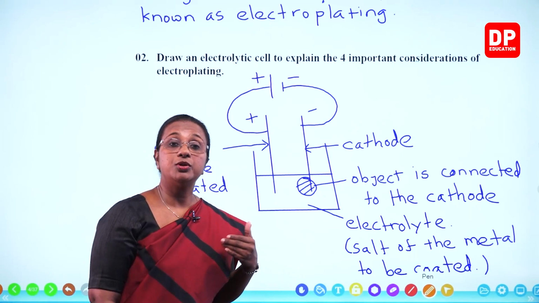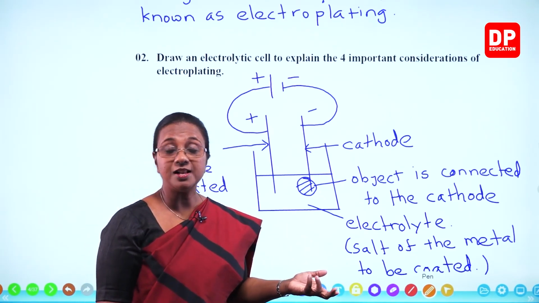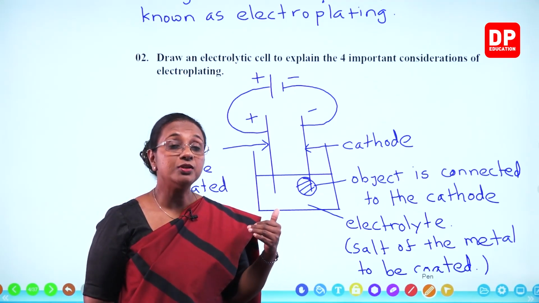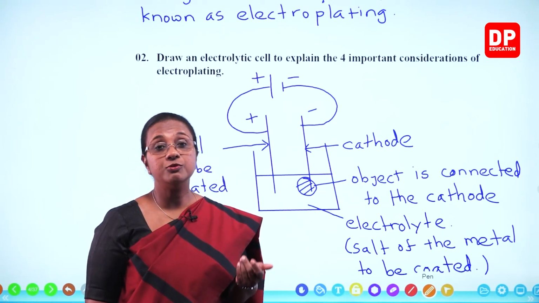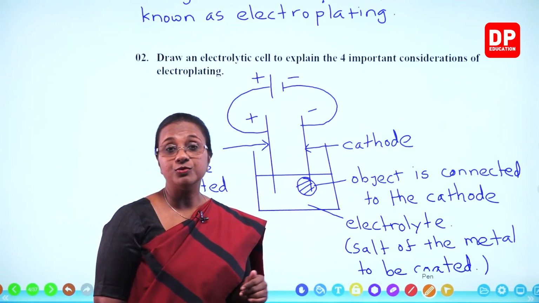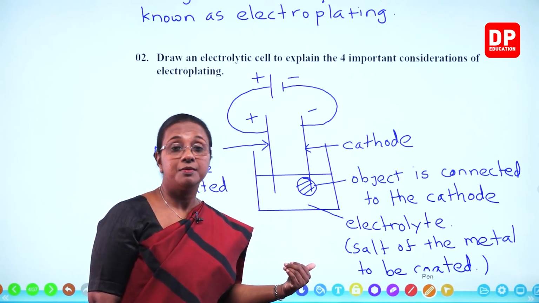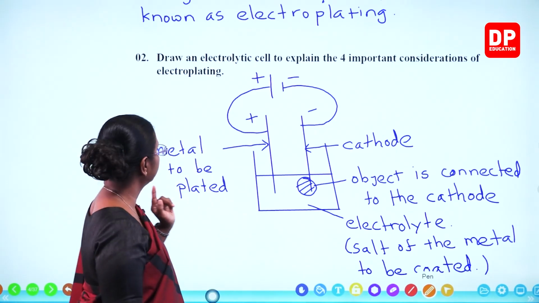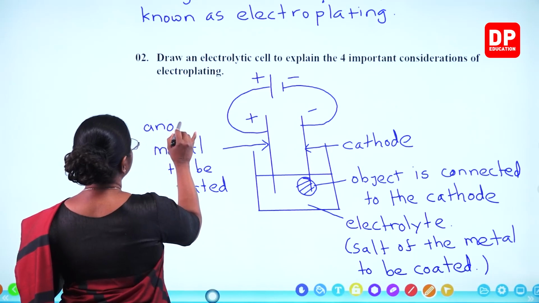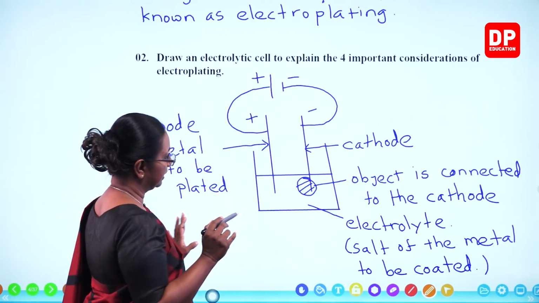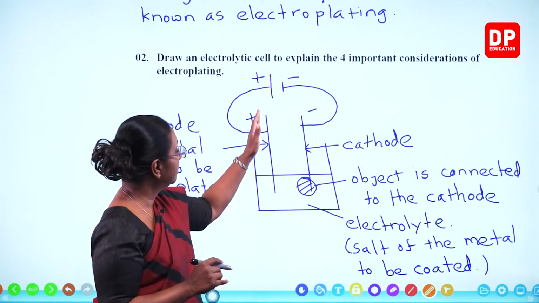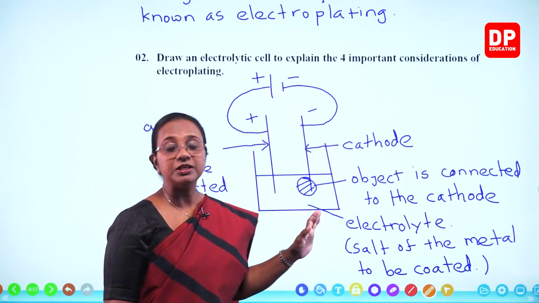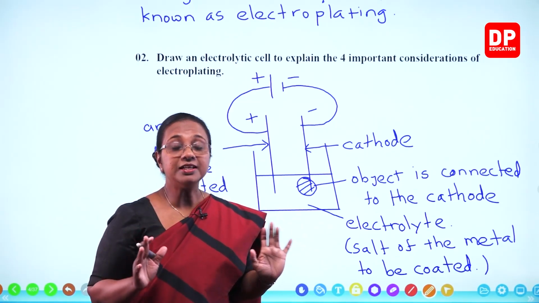So for example, if you want to copper plate something, we use copper sulfate. If you want to silver plate an object, we use silver nitrate. If you are going to gold plate an object, then usually we use gold cyanide. So like that, we use different salts of the respective metal. Then, the positive electrode, that is the anode, should be the metal to be plated. So for example, if you are copper plating the object, this should be copper. Then you all know the object has to be connected to the cathode. So those are the conventions.